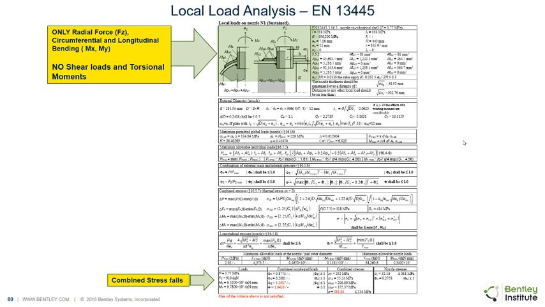The previous modeling example was reanalyzed, now using the EN 13445 local load method instead of WRC. Observe that only radial force Fz and circumferential and longitudinal bending moments Mx and My are considered in the EN method. No shear loads and torsional moments are taken into consideration.